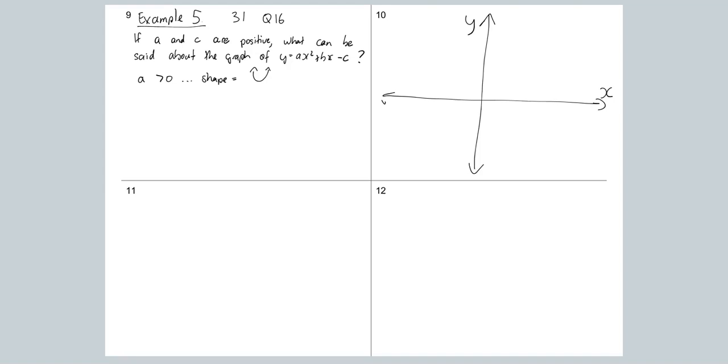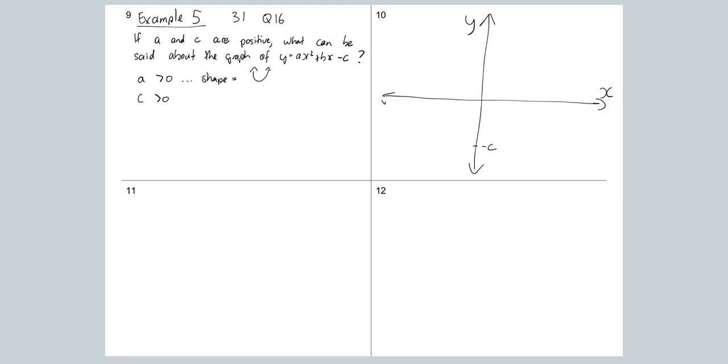What else? Well, the fact that C is also positive, then subtracting C means that the constant part is going to be below the x-axis, i.e. the y-intercept is going to be down here somewhere. So I'm going to put minus C down here.